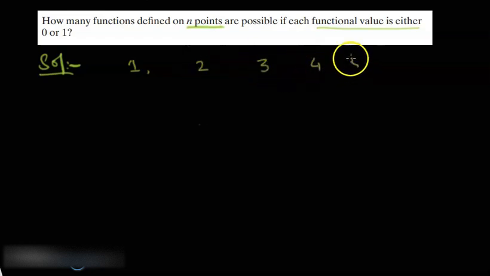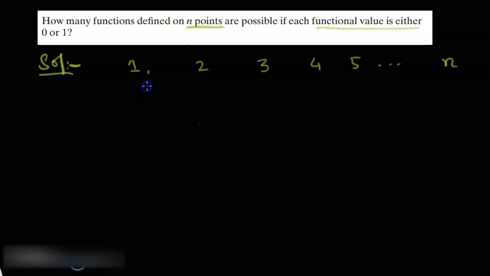Here comes an interesting question again. It says how many functions defined on n points are possible if each functional value is either 0 or 1? That's not a big deal to solve. So how many points are there total? These are n points. Let's say this is 1, 2, 3, 4, 5, and so on. This is n. Total n points are there.